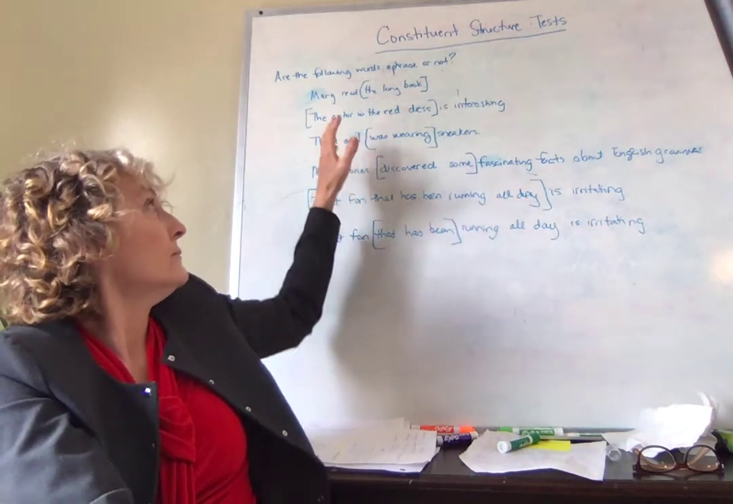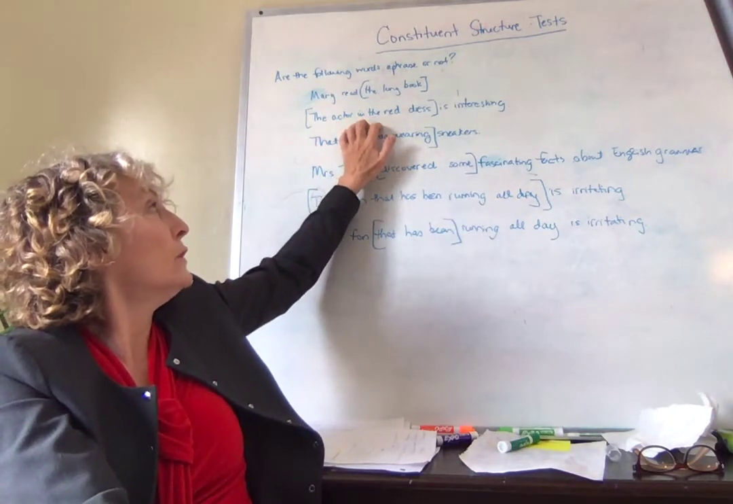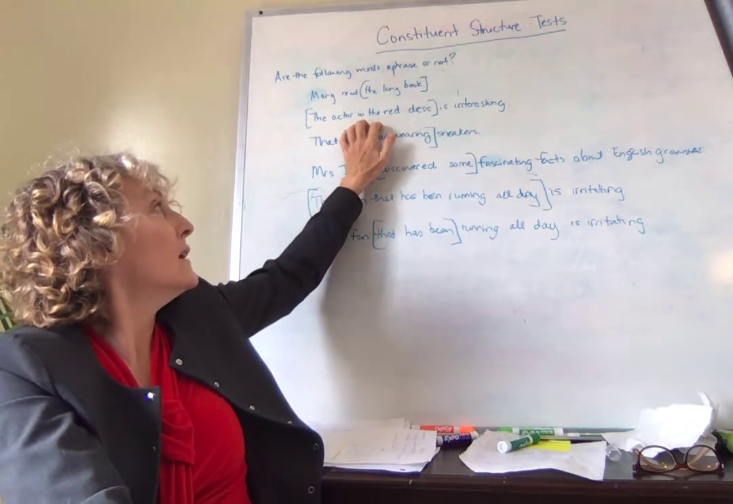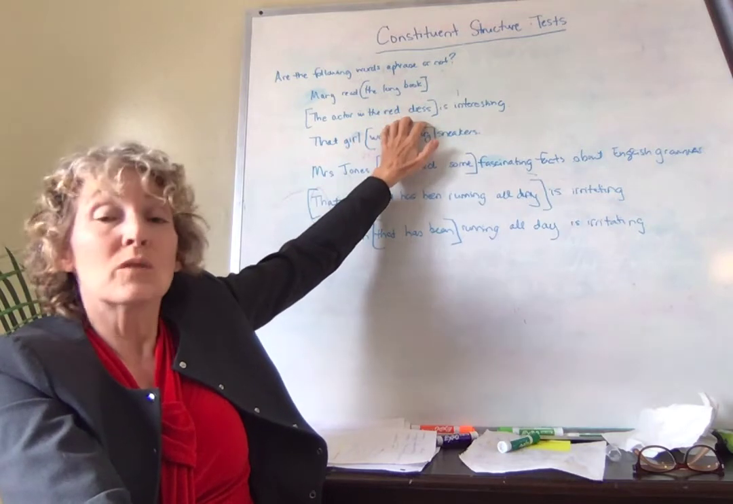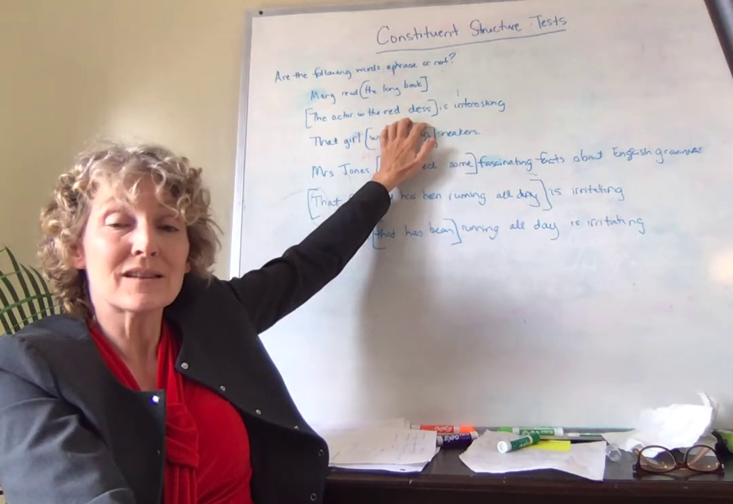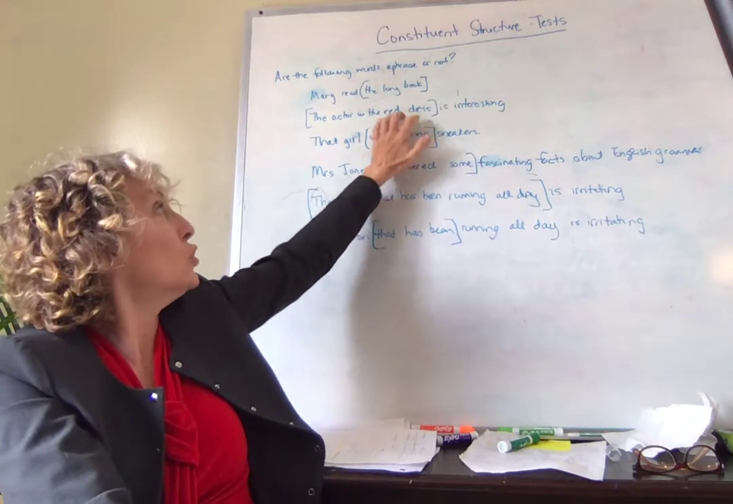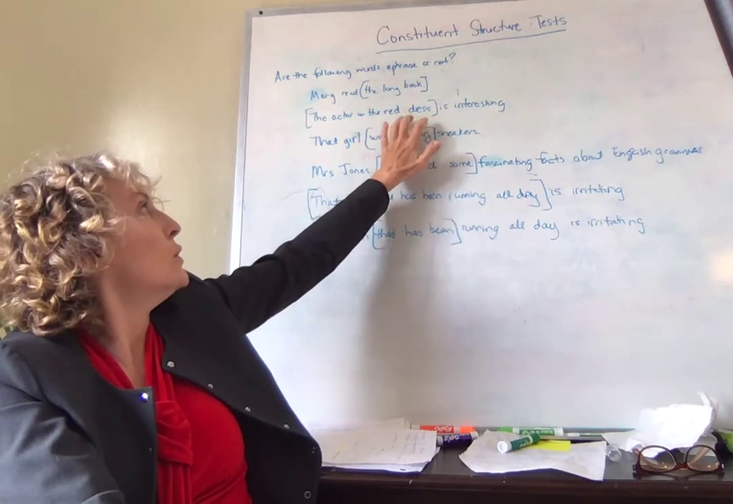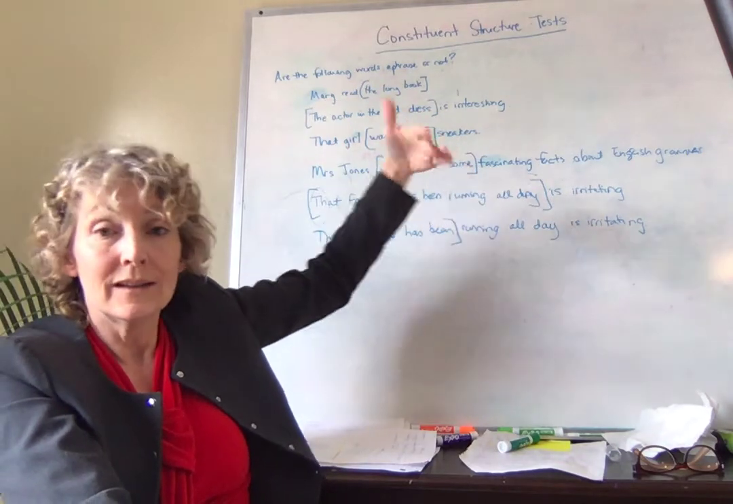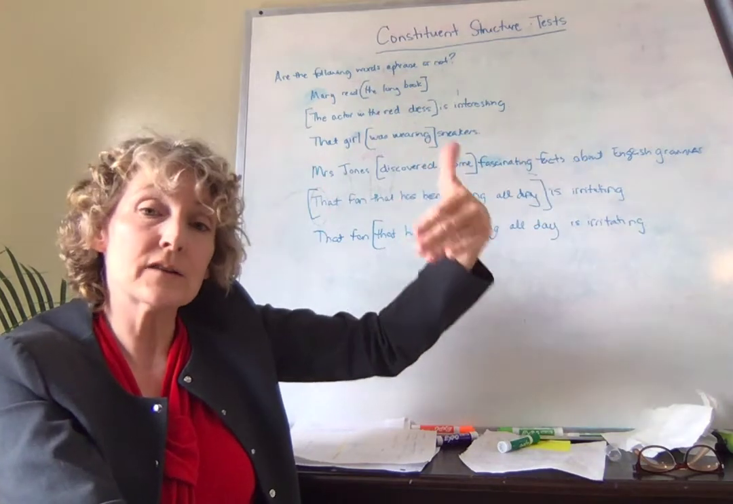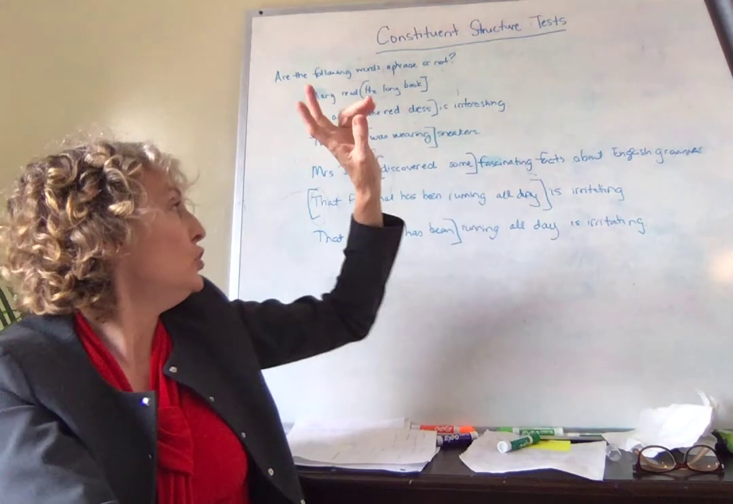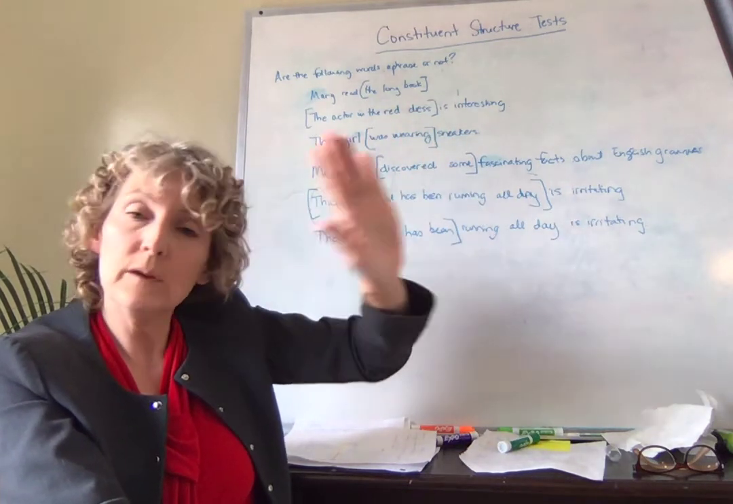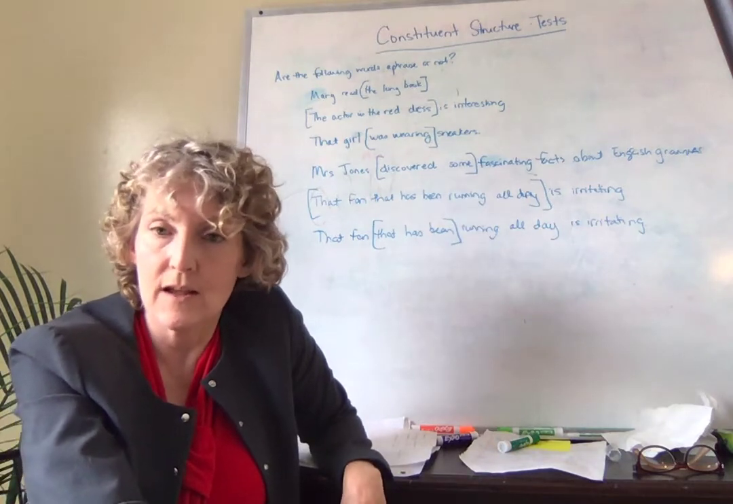Okay, so movement wasn't very helpful here, but let's look to see whether the WH question test can help us. We need to form a question on the basis of the meaning of this sentence that could be answered with the actor in the red dress. So you could have something like, who is interesting? If somebody asked you who is interesting, you could give the answer, the actor in the red dress. That would be a perfectly fine sentence to say.